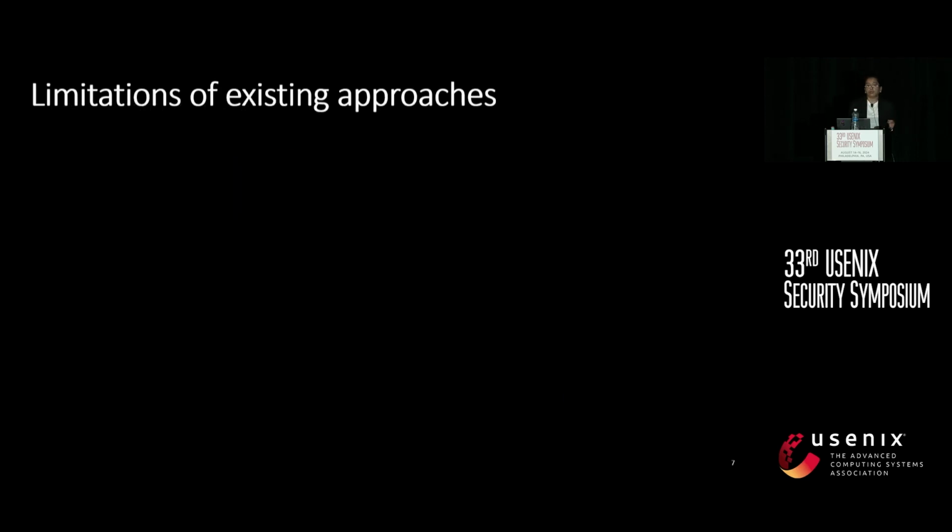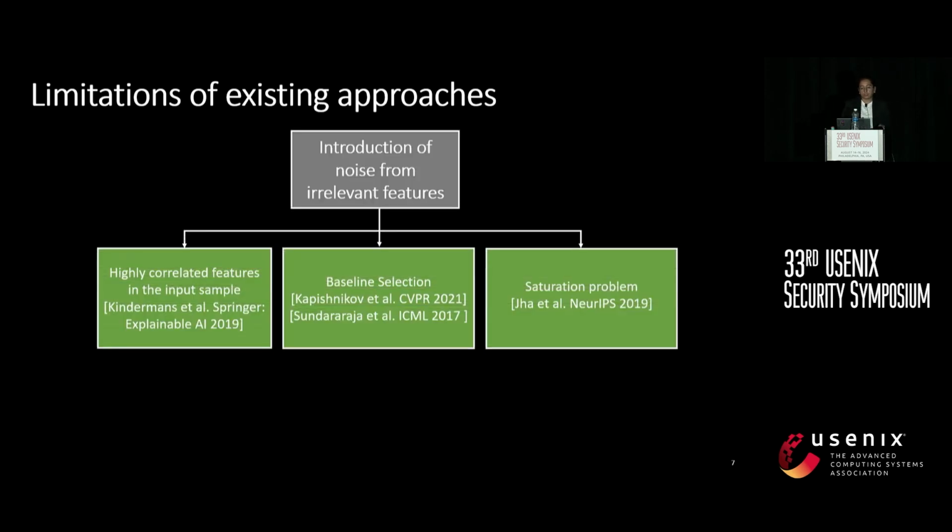But still, there are certain limitations of the existing path gradient methods, which is the introduction of noise from irrelevant features to the model prediction. This particular issue arises from three causes. The first one is the highly correlated features in the input samples. What it means is that until now, path gradient methods have assumed that all the features are independent. So if there is a link between two features, the path gradient methods are not able to compute an efficient attribution vector or explanation vector.